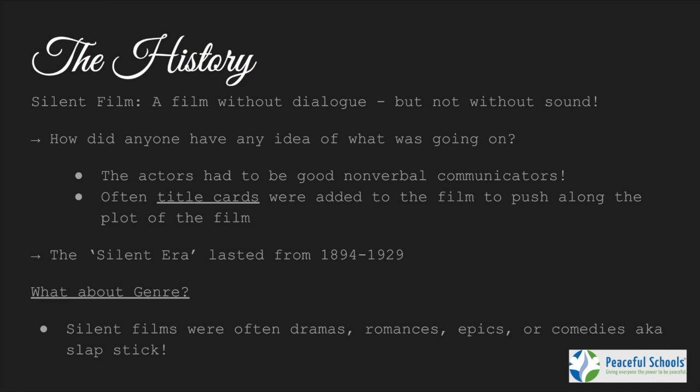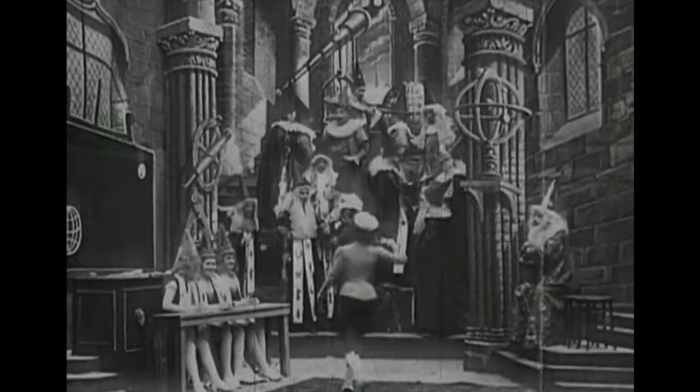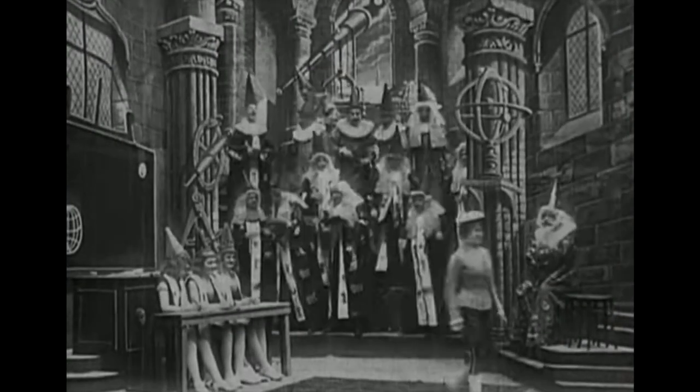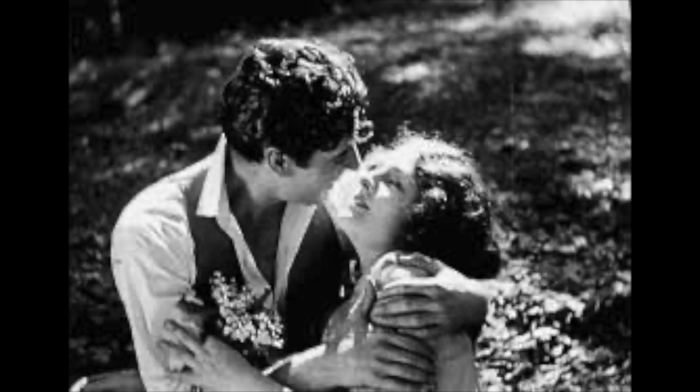In the movie industry, it's important to know the terminology of different genres. The silent films were often dramas, romances, epics, or comedies, also known as slapstick. A drama is considered an exciting, emotional, or unexpected series of events or circumstances. Romances involve a love story.